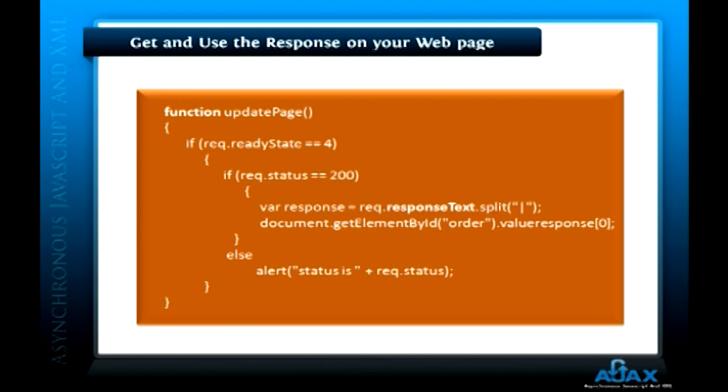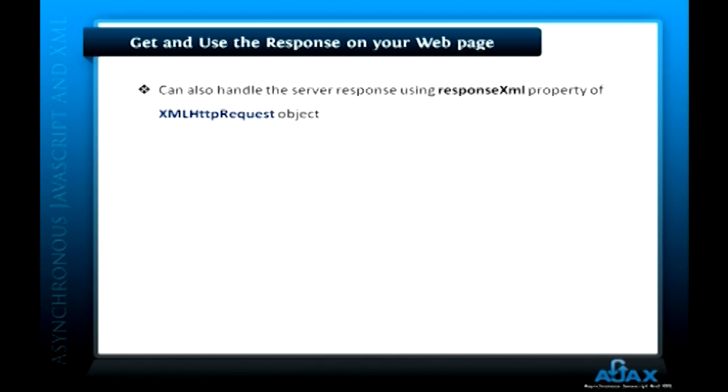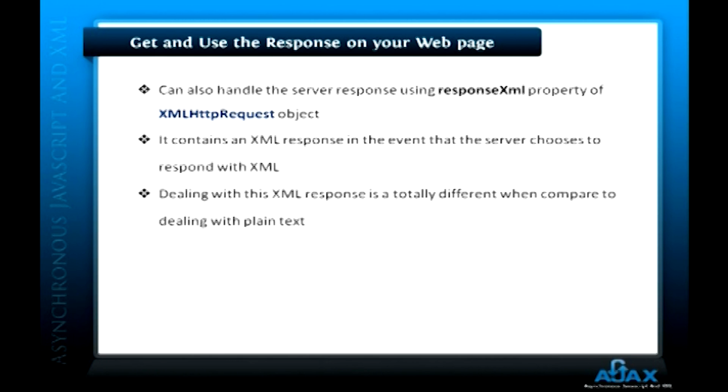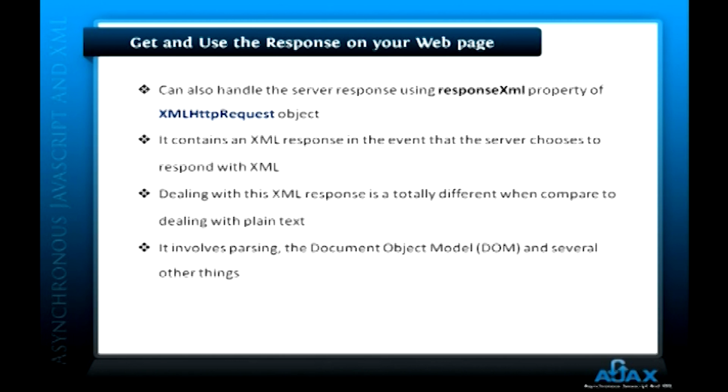Good. As I said earlier, we can also handle the server response using the responseXML property of the XMLHttpRequest object. This property contains an XML response in the event that the server chooses to respond with XML. Dealing with this XML response is totally different compared to dealing with plain text, because it involves parsing, the document object model, and several other things. We will discuss more about XML in our upcoming tutorials, so let's try to write our first Ajax script in our next tutorial.